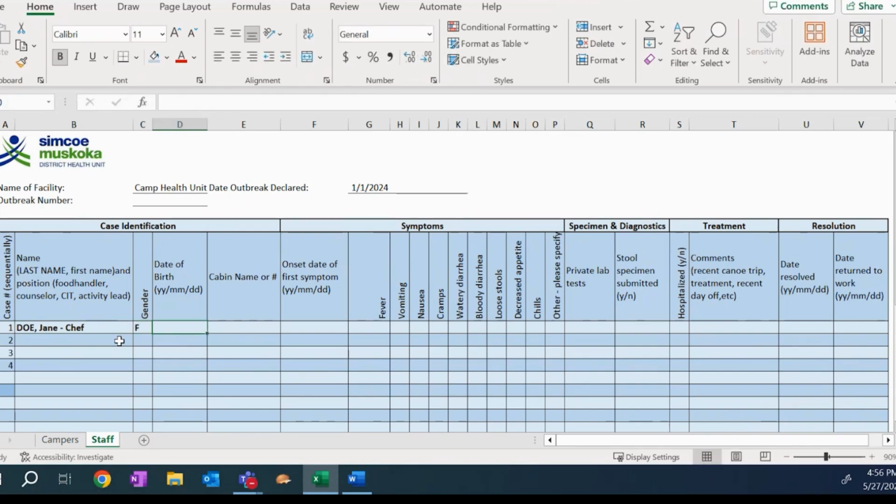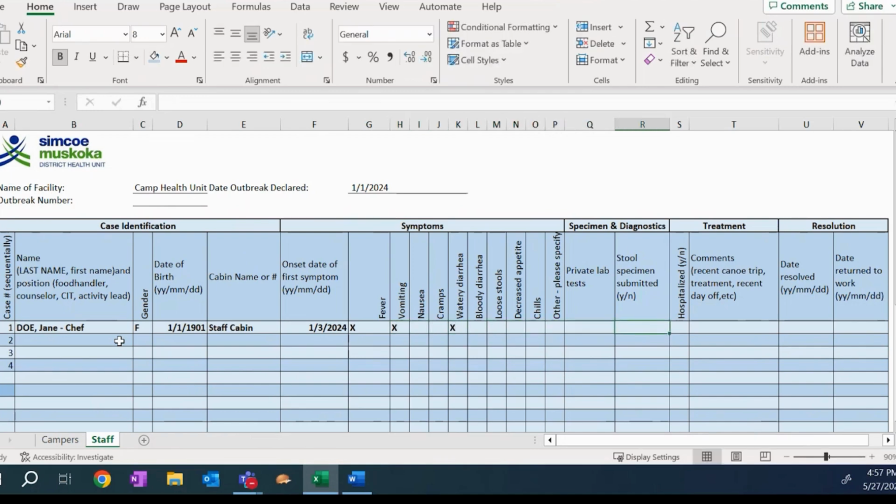We're going to put their date of birth in, their cabin name or number, onset date, and again, this is the first day that we notice symptoms. And then again, what symptoms we notice. So fever, vomiting, watery diarrhea.